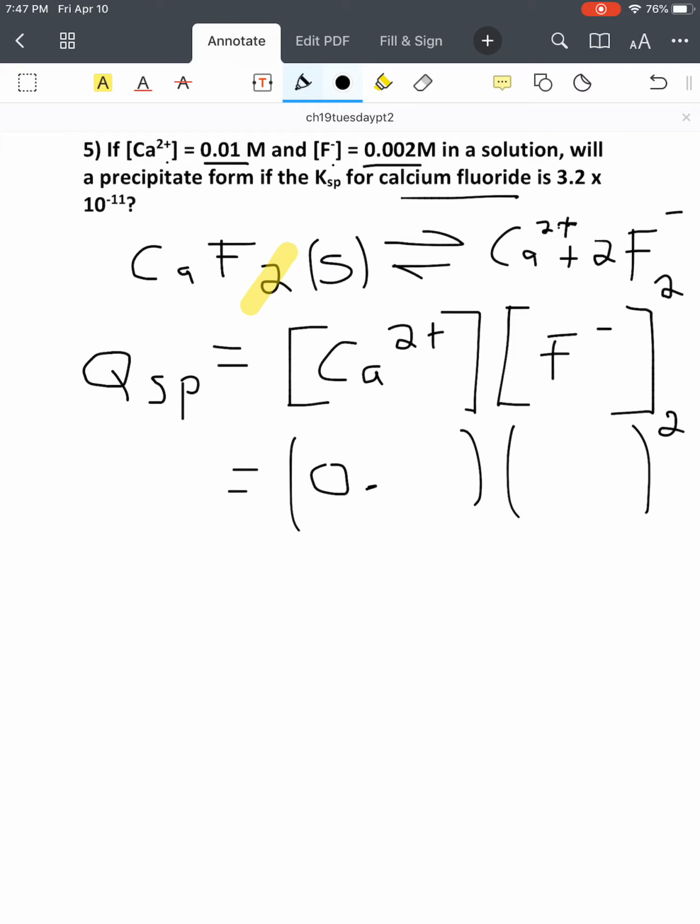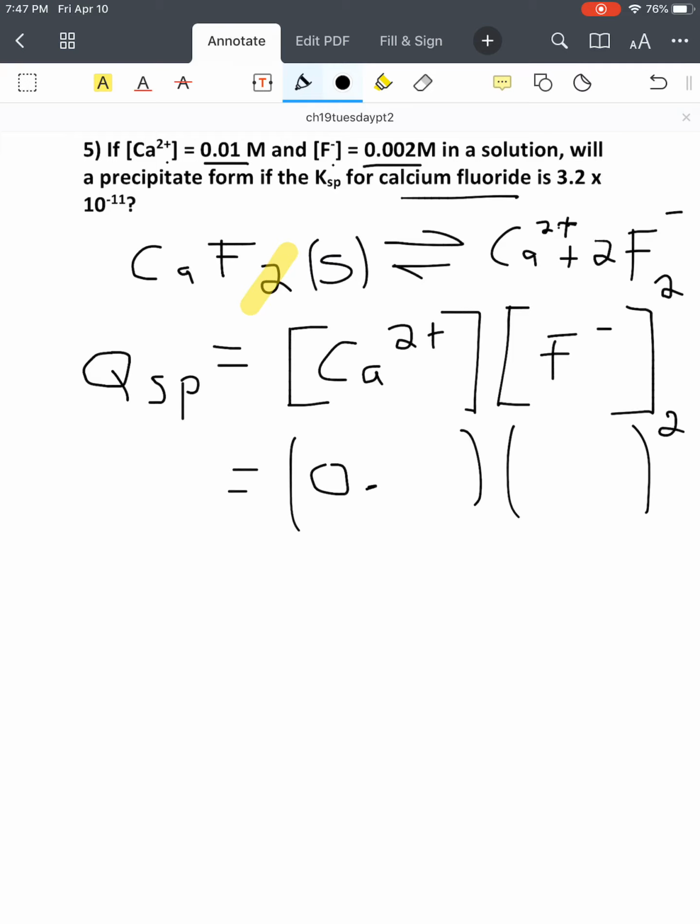Now we're actually going to try to run this reaction in reverse, aren't we? Reason being, we're mixing the calcium ion and the fluoride ion of specified concentration. So this isn't necessarily an equilibrium system. We're just mixing these ions together. So as a consequence, what we're actually doing here is we're going to compute our QSP, and then we're going to compare it with the KSP value. And in doing so, we're going to figure out which direction this equilibrium is going to shift, if any.